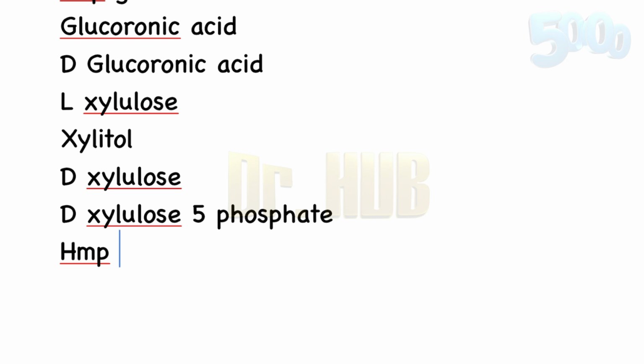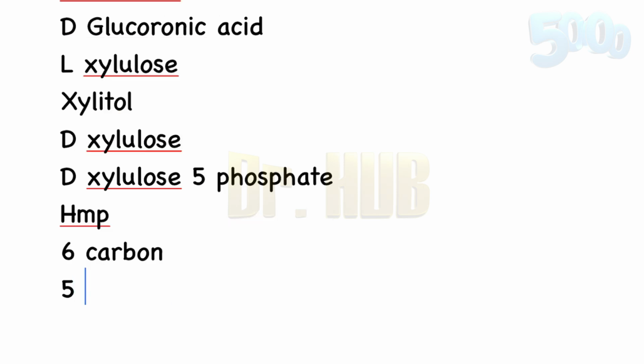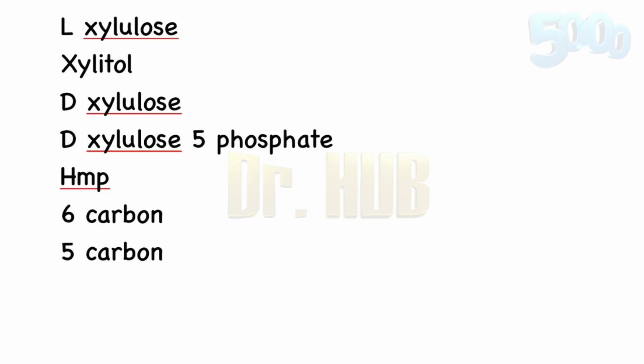So when you look at the glucuronic acid, it is 6 carbon molecules. So let's break down some steps. D-glucuronic acid is made up of 6 carbon molecules. Then the L-xylulose is made up of 5 carbon molecules. So between the conversion of the D-glucuronic acid to the L-xylulose, there is a 6 carbon and 5 carbon molecule, so there is a decrease in CO2.